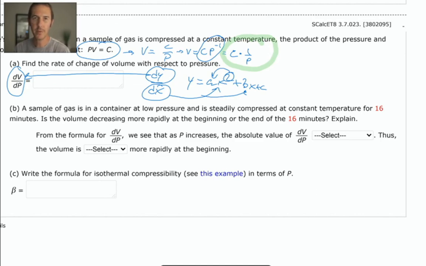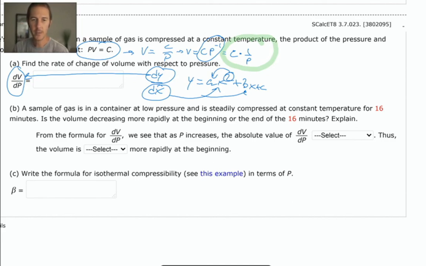And what happens to the value of a fraction as your denominator gets bigger? Compare like 1 over 2, compare that to 1 over 10. How do the numbers 1/2 and 1/10 compare? As the denominator gets bigger, what happens to the value of the whole fraction? All right, so this is saying that from the formula for dV over dP, we see that as P increases, the absolute value of dV over dP, so you have to frame that up, put the absolute value bars, write the function inside of there, think about what's happening as my denominator is getting larger, what's happening to the value of that whole fraction as the denominator gets larger.